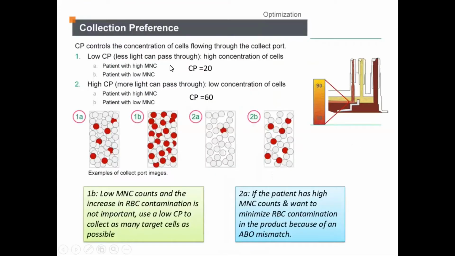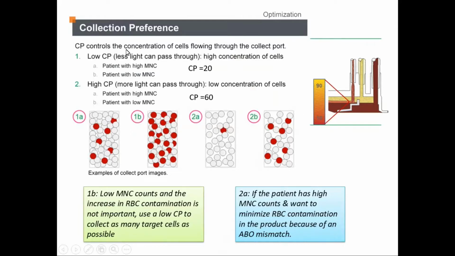So this is one important slide, just two minutes. Collection preference controls the concentration of cells flowing through the collect port. We use collection preference on a scale of 10 to 90. 10 means more on the RBC layer and 90 means more in the plasma layer. Low collection preference means we are collecting from the bottom layer, and high collection preference means we are collecting from the supernatant.